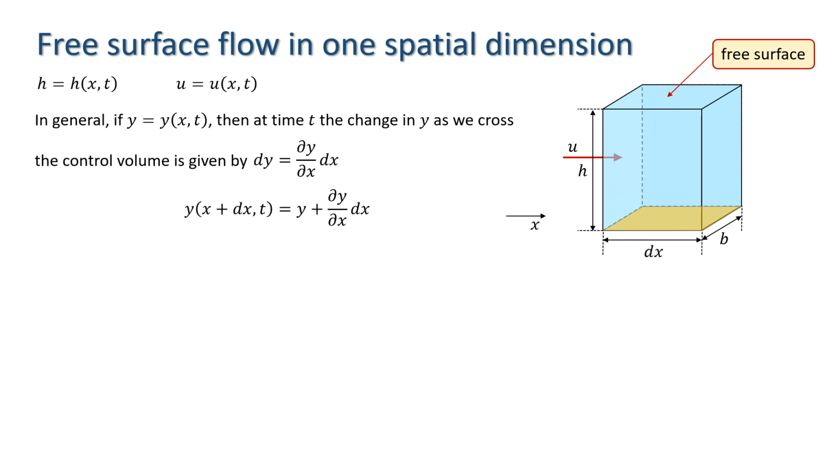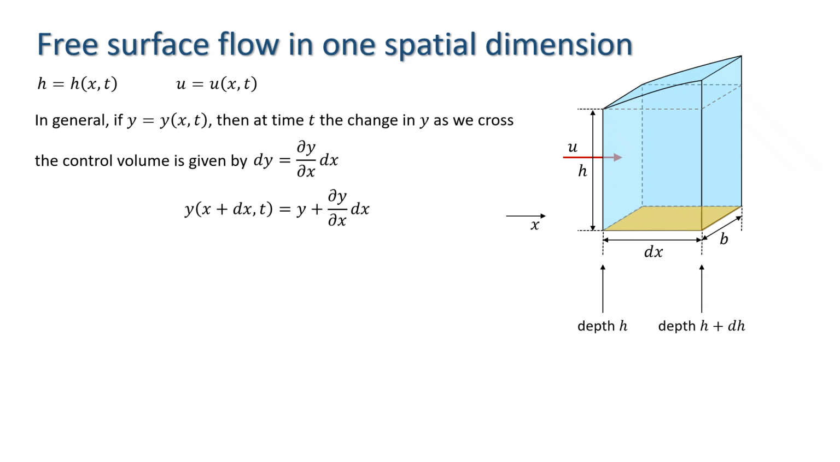The way this is illustrated implies that the depth of the water on the left and right-hand side of the control volume are equal, when this may not be the case. Remember, the top of our control volume is a free surface, and in general, the depth on the right-hand side of the control volume will differ from the depth on the left. That difference in depth will be dh by dx dx, and similarly, the average velocity out of the control volume will be u plus du by dx dx.